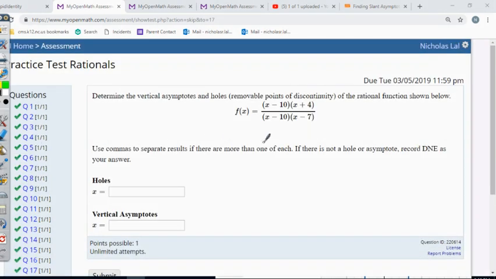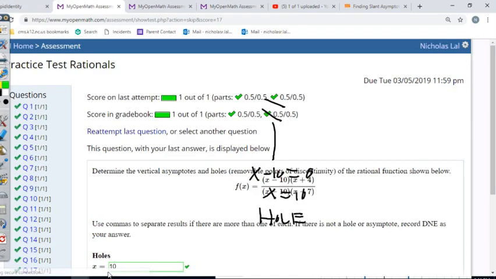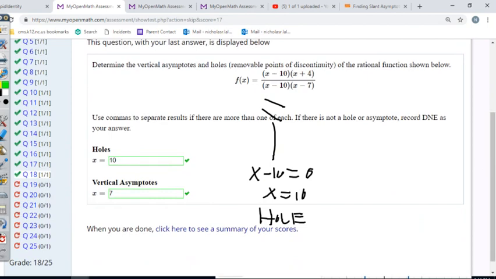Determine the vertical asymptotes and holes, removable points of discontinuity, of the rational function shown below. Holes: x minus 10 cancels out, so x minus 10 equals 0, x is equal to 10. That's a hole. And then x minus 7 equals 0, x is equal to 7. It's a vertical asymptote, because it doesn't cancel out. Holes cancel out, vertical asymptotes don't. That's right. Move along.